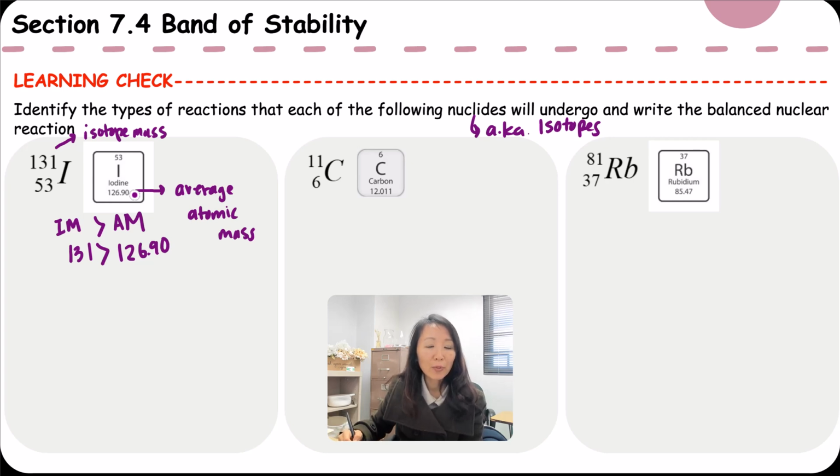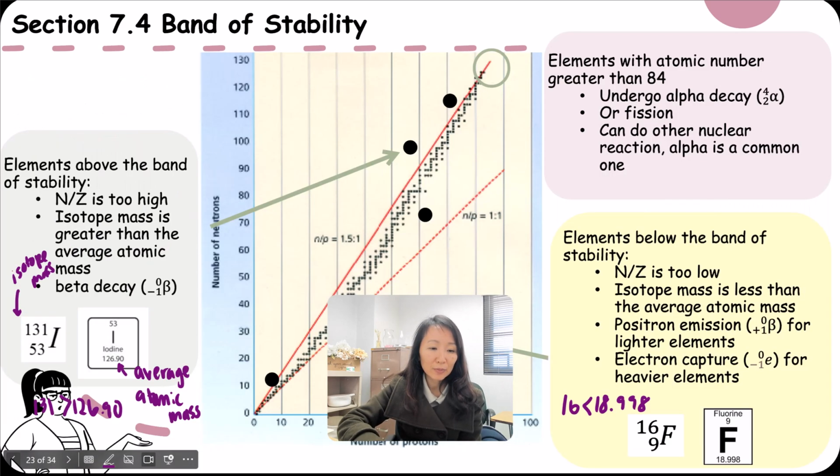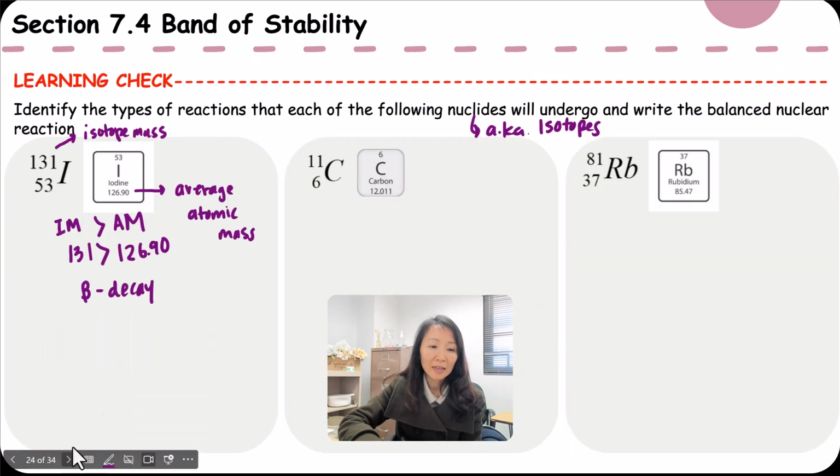If I'm greater than AM, then that means it's going to go through beta decay. Well, how did I know that? We can go back to our previous slide. Remember this one here? If isotope mass is greater than average atomic mass, this means the neutron to proton ratio is going to be too high. And if that's the case, it's going to beta decay. So that's how I knew it was beta decay. So let's go ahead and write the nuclear reaction.